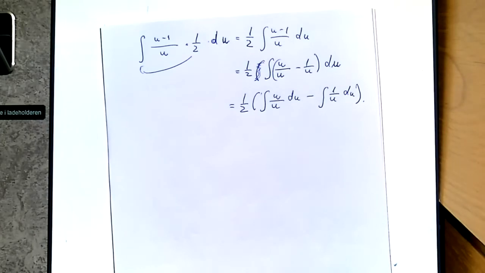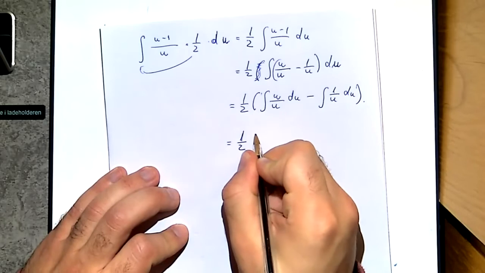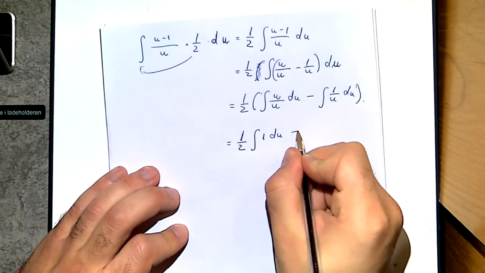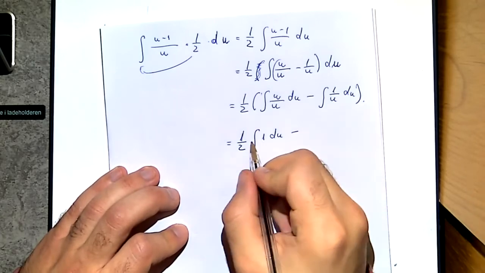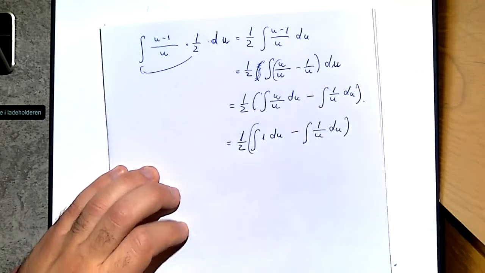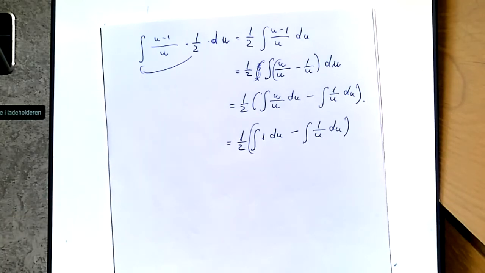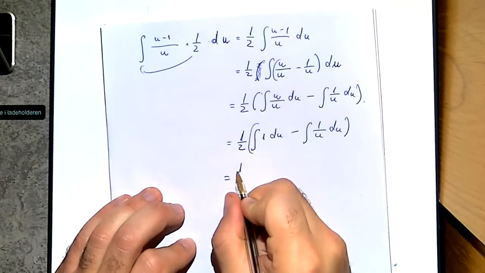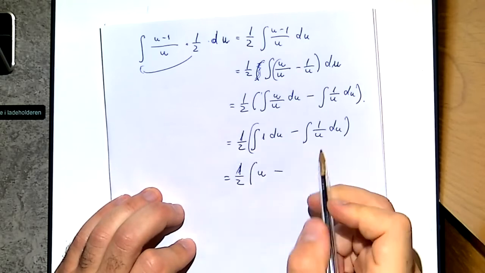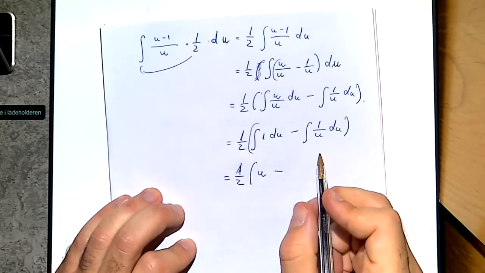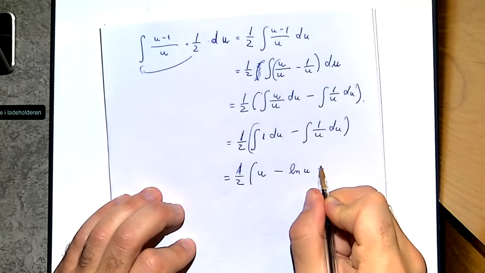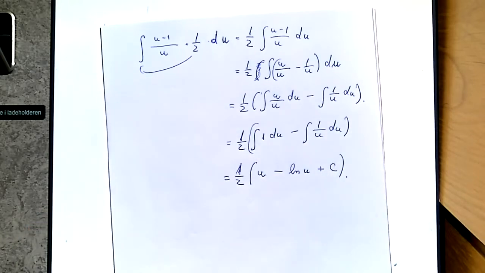What do I have here? I have a half, integral of u over u, which is 1, du, minus the integral of 1 over u du. And we know all of these, right? This is just equal to a half, the integral of 1 du is just u, minus, what is the integral of 1 over u? It's just log of u, plus a constant. So this is my final answer.